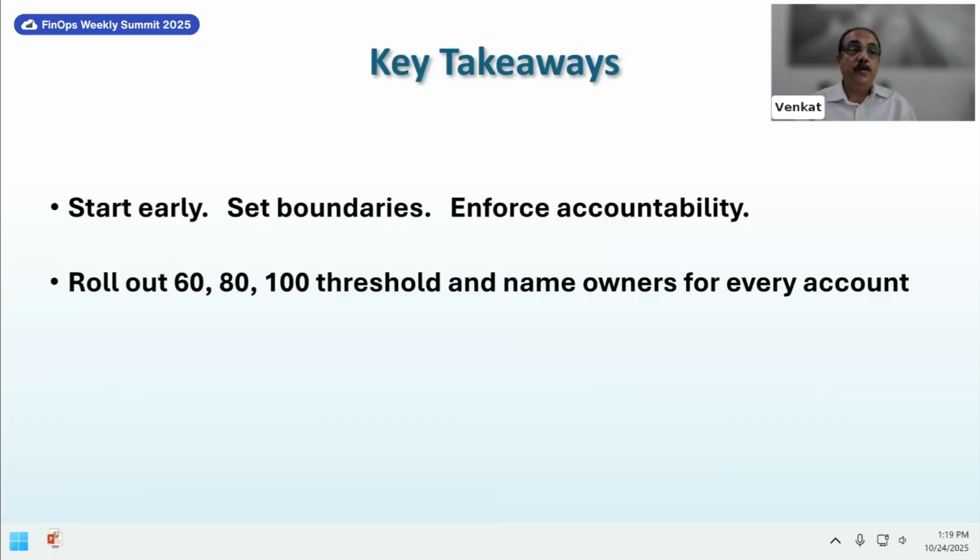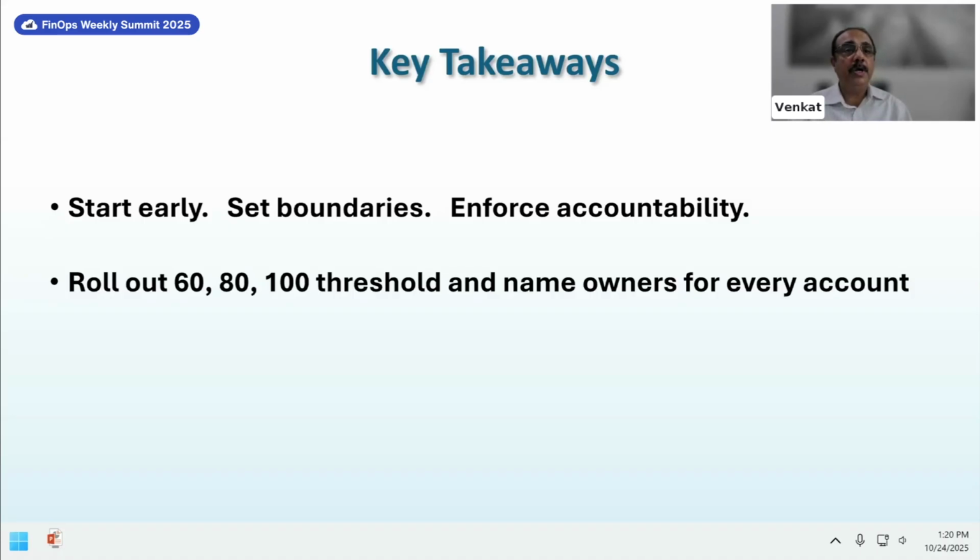Next, rollout. 60, 80, 100. You set whatever you want. It does not mean you need to stick to this rule, but some threshold should be there. In AWS Budgets, you can set up more than five threshold levels, and for every threshold you put an action, like whom you need to send it to. You configure that. Make sure you are sending to the right people or the right channel, like Slack, wherever you want to send the alert.